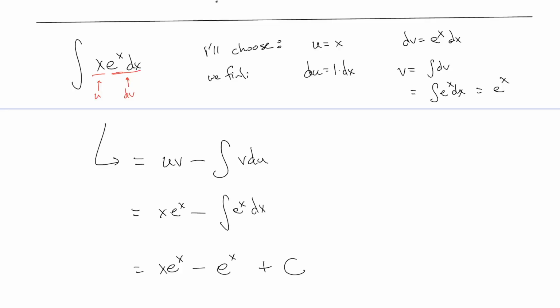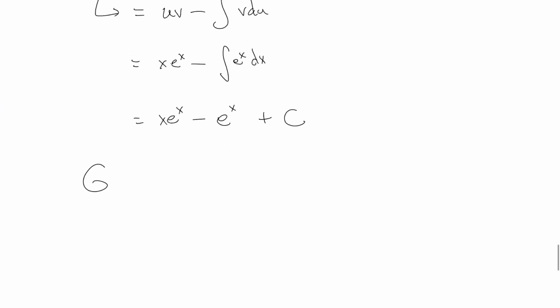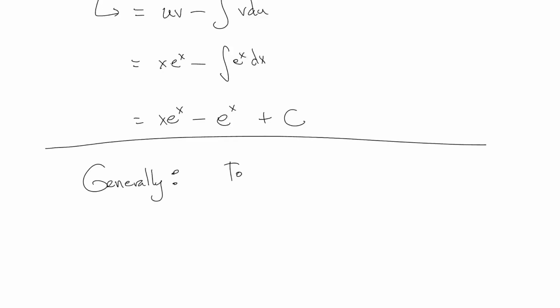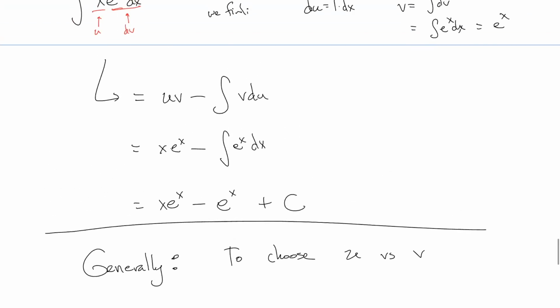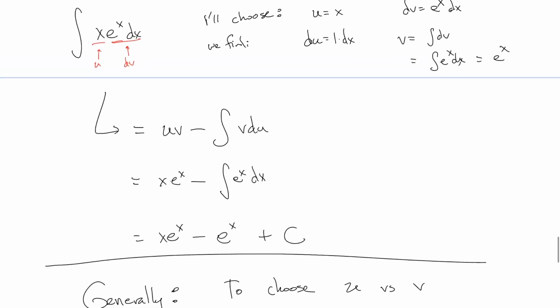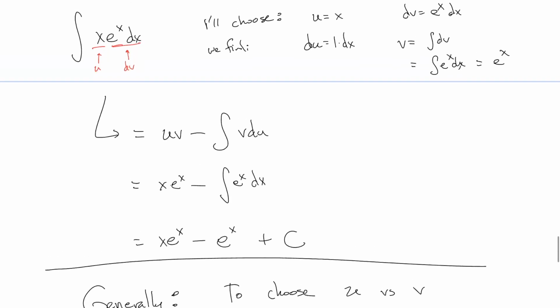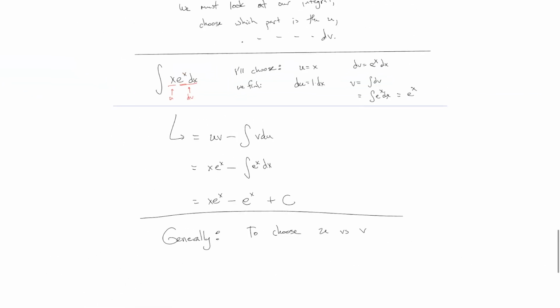Let me talk about general principles here. Generally, this is about how to choose the u versus the v. How did I know in that particular example I wanted to choose u to be x, and I chose the dv to be the other thing?